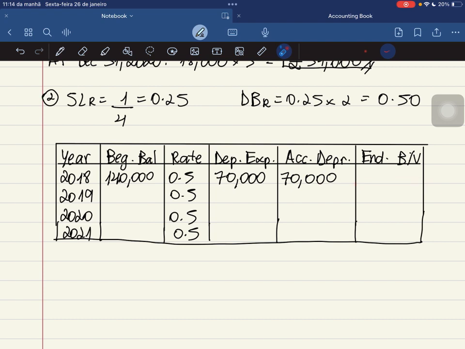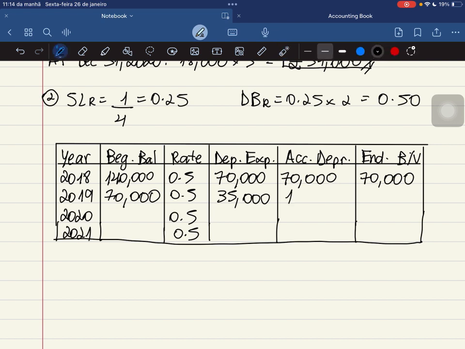So this is going to be 140,000 minus 70,000. This is going to be 70, okay? The ending book value of 2018 is going to be the beginning book value of 2019, right? Multiplying that by 50%, that is going to be 35,000. For the accumulated depreciation, you have to add this number and this number.